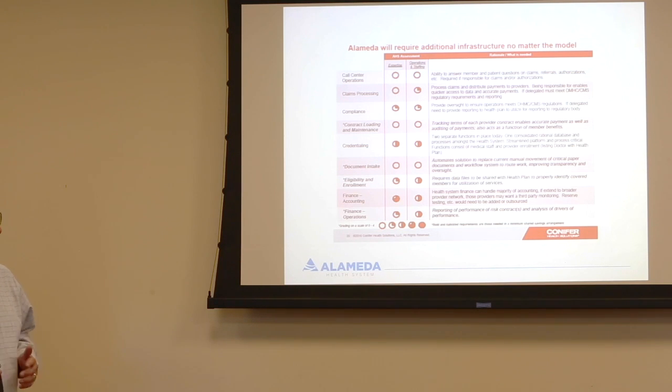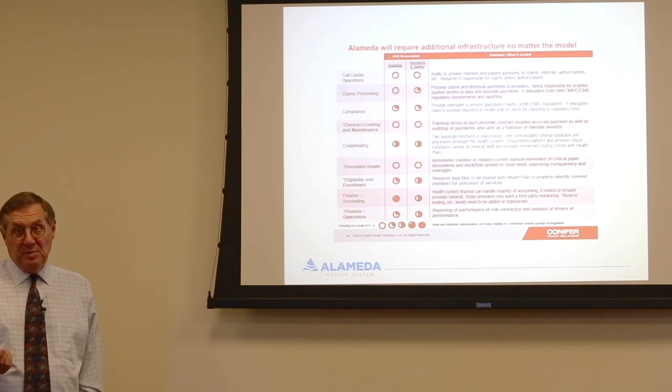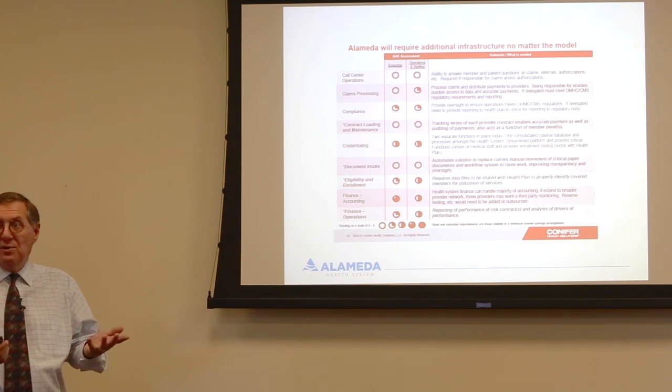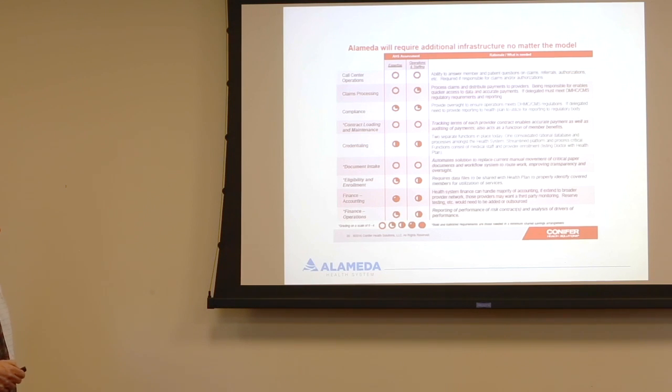This is a real assessment of us. And the scale here is on the bottom, so that is you are not prepared at all, and that is you're perfectly ready to go. Okay? Well, these are the kind of things that you have to do to essentially be an insurance product or run capitation. So you have to have a call center, which we don't have. You have to have some place where your patients can call and say, hey, I need service, where do I go? You got to be able to process claims. Can't really do that. Got to have a compliance function. Not really. Contract loading, no.